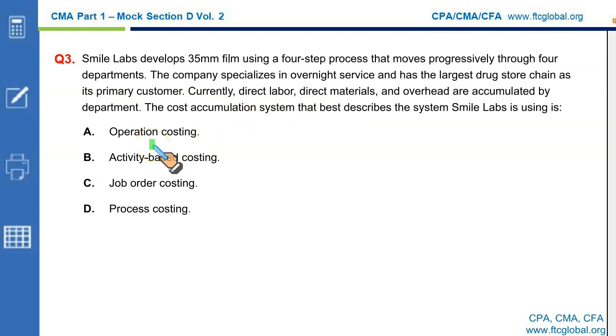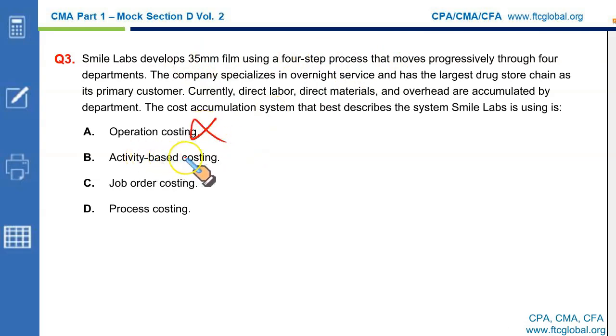No, because operation costing, as we discussed in our overview, is a hybrid system that takes in job order costing and process costing together. It is recommended in situations where the company produces different types of products. But here we have just a single item that goes through different processes, so this is not correct.